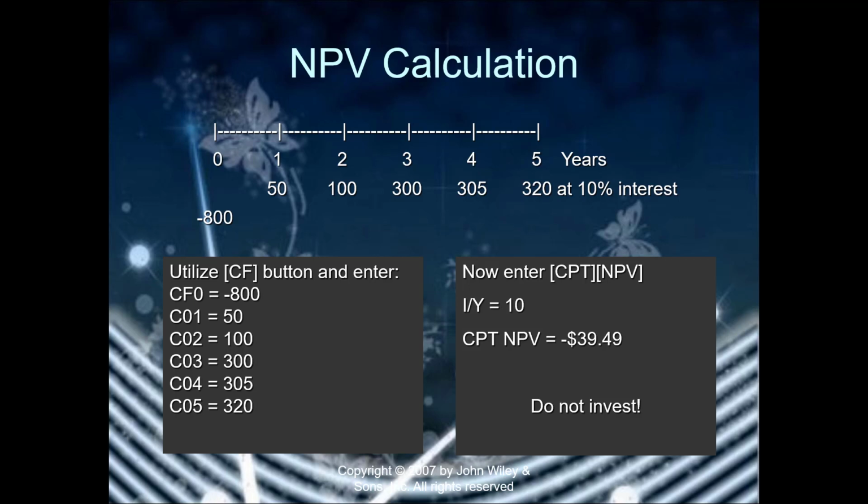Scroll down, now we're at CO3. It wants to know in year 3 how much cash we're going to generate. Type in 300, hit enter, scroll down, the frequency's 1 again. Scroll down again, now we're at year 4. Type in 305, hit enter. Scroll down, frequency's 1. Scroll down again, now we're at CO5. Okay, so now it wants to know how much cash in year 5. Type in 320, hit enter.